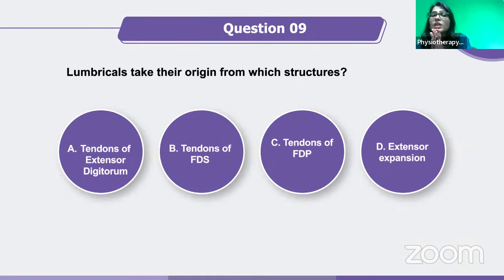Next question, guys. Lumbricals take their origin from which structure? Next slide is about the lumbricals. A, B, C, D: tendons of extensor digitorum, tendons of FDS, tendons of FDP, extensor expansion.